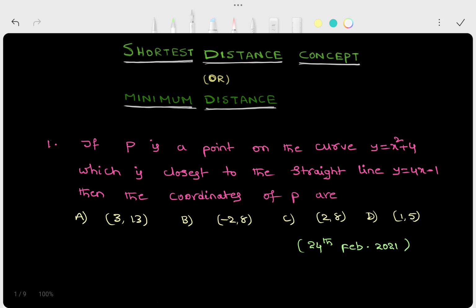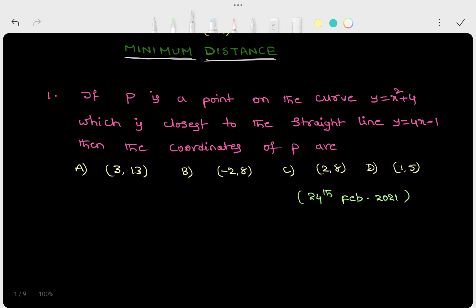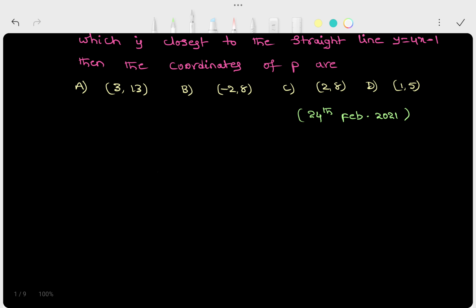In this video, we are going to discuss the concept of shortest distance or minimum distance. First of all, we will discuss some basic concepts of shortest distance. Look at this one. For example, if a line and a point are given, what is the shortest distance from the point to the line? That will be nothing but the perpendicular distance from the point to the line.